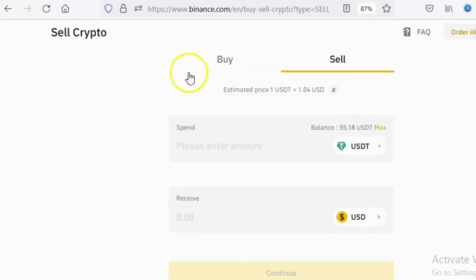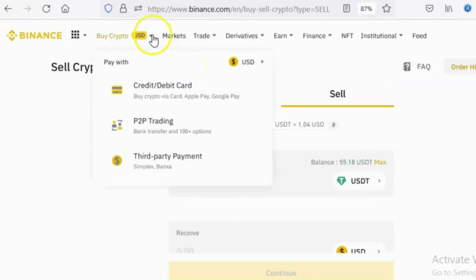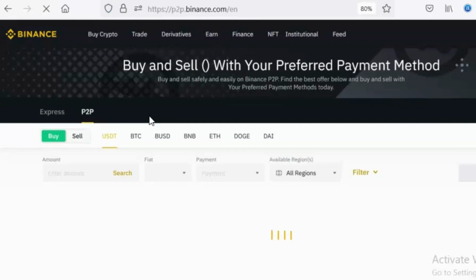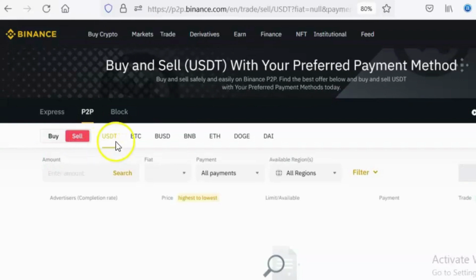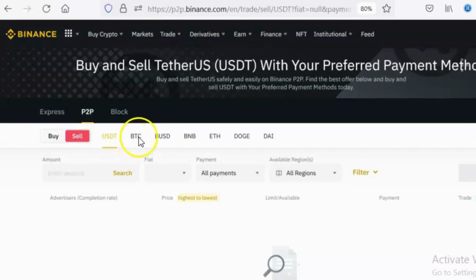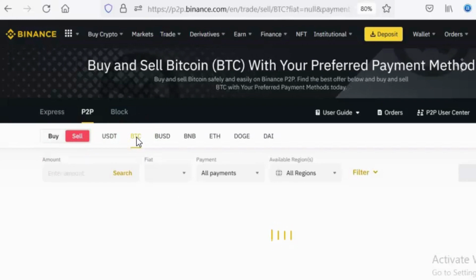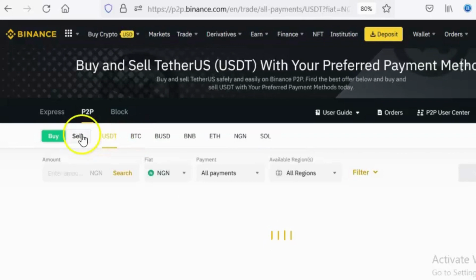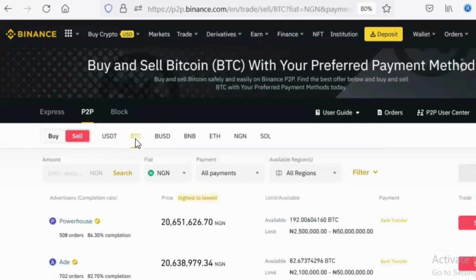The other alternative is to use P2P trading, which is more versatile as it has many more payment options. So in this case, we want to sell, so we should indicate we are selling this time around. The last time we used USDT. Now let's use BTC as the mode we want to use. So that means we want to sell BTC. We're indicating sell again. We want to sell BTC, so let's indicate BTC. That is what we want to sell.